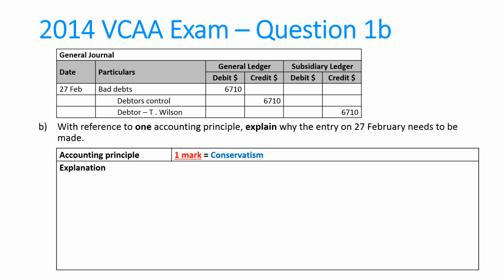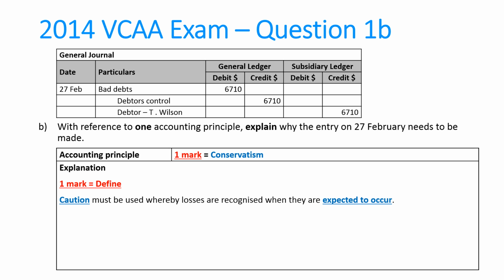Now, depending on how you're taught, we always define that principle and then relate it to the case study. So in this case, we're going to use caution, and we're going to do so by recognizing losses when they're expected to occur. However, we haven't now related that to a bad debt. We haven't mentioned anything to do with bad debts.